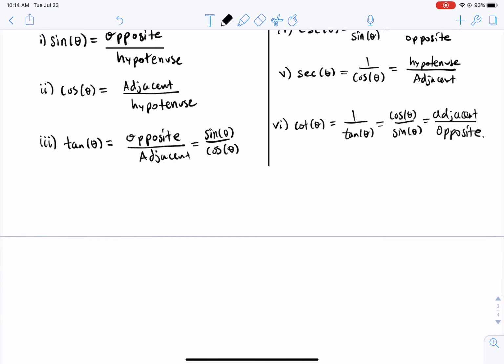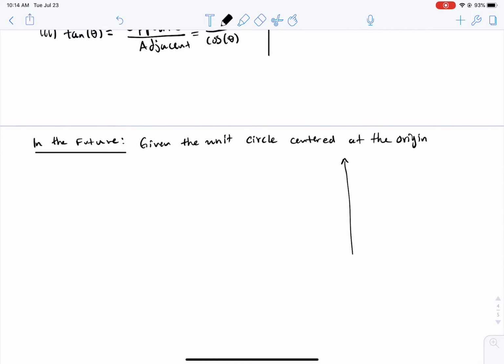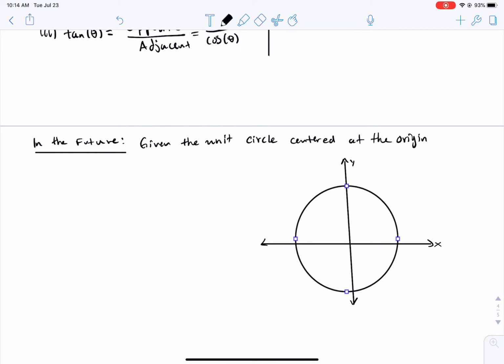So here is what I wanted to show you. In the future, suppose that you have a unit circle, the unit circle centered at the origin. So I'm going to draw it, and then we're going to think of this as a very, very important thing. So here is what we have, right? A unit circle.